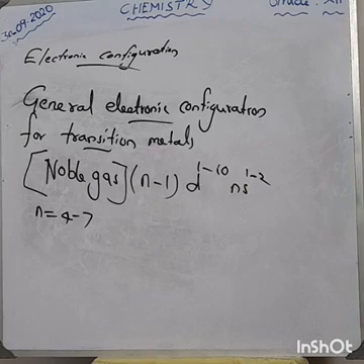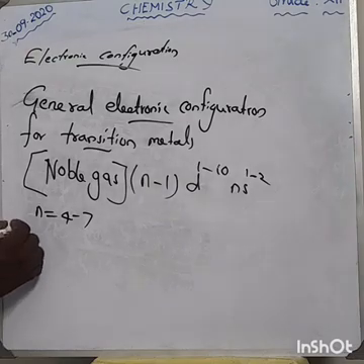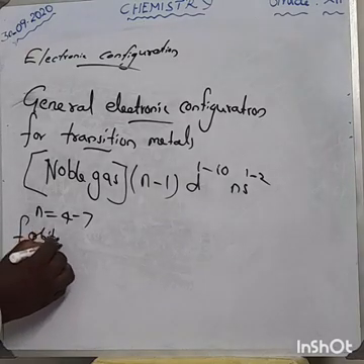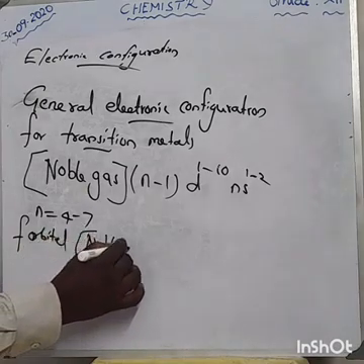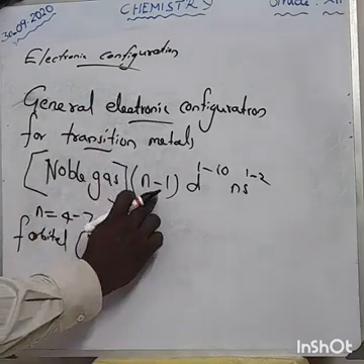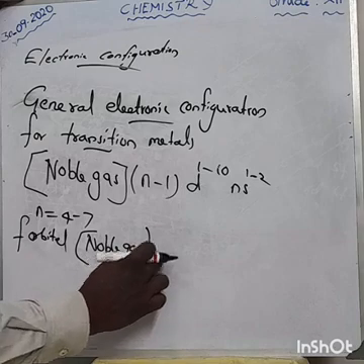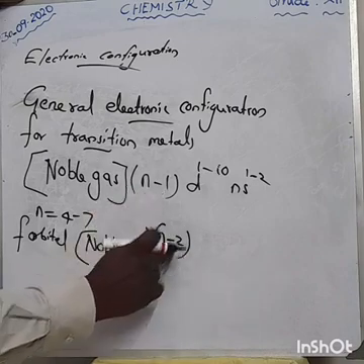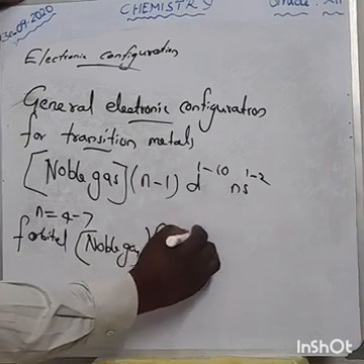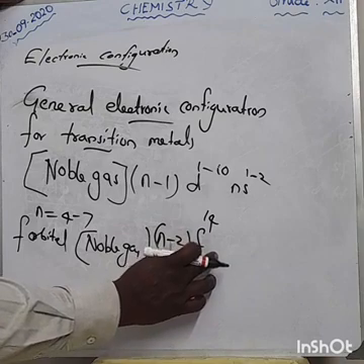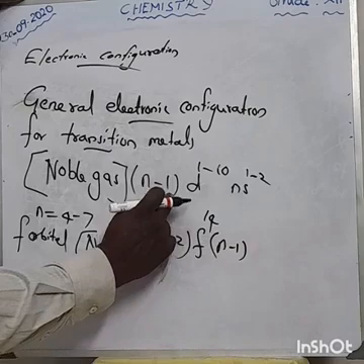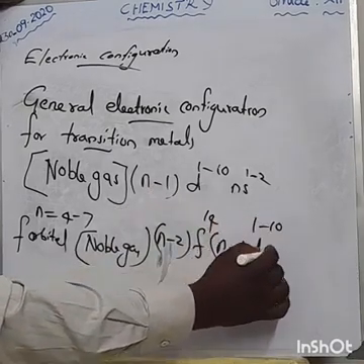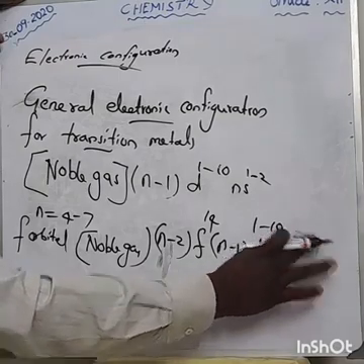Okay, and this is for the inner transition elements, that is the f block elements. We can write as noble gas. Here we are using (n-1), here we are using (n-2). Here having d subshell, and here having f subshell. The f subshell means we are using 14. And next, again we are finding (n-1)d 1 to 10, ns 1 to 2.